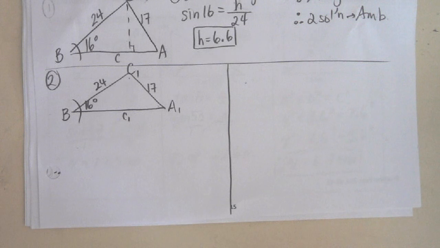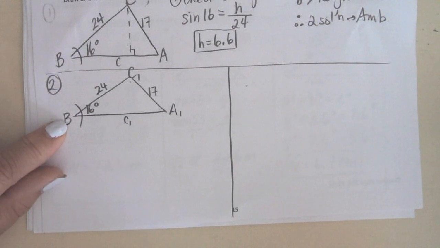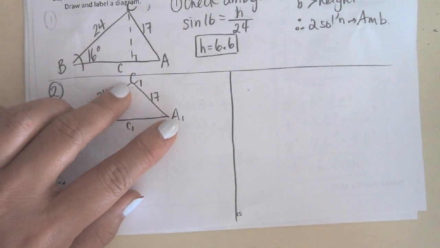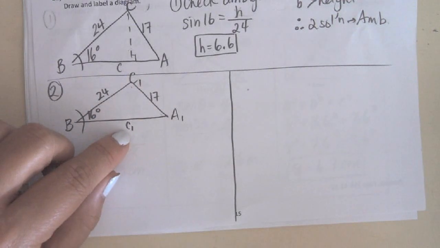It's A1 because we're going to eventually have A2, because there's 2 angles for A. There's only one angle for B, so I left it as B, but we're going to eventually have 2 angles for A and C, and also 2 side lengths for C.